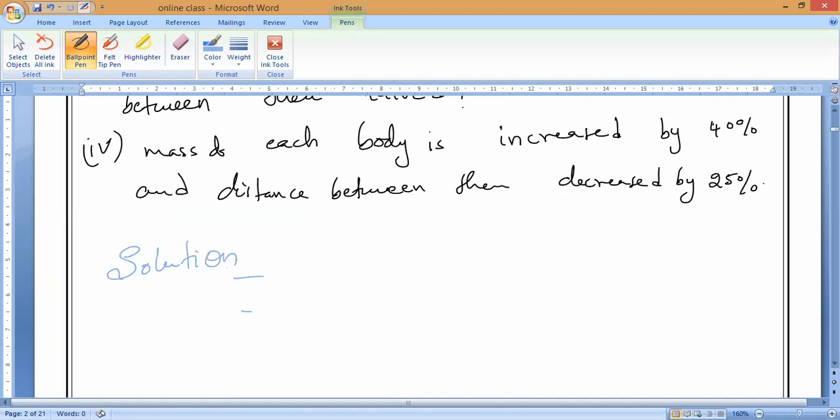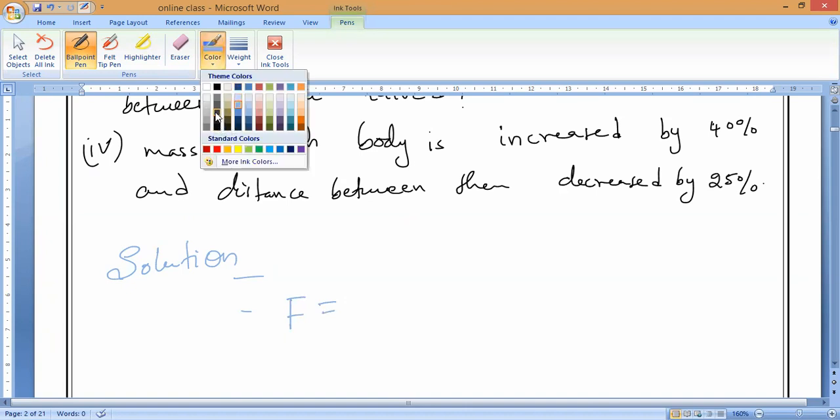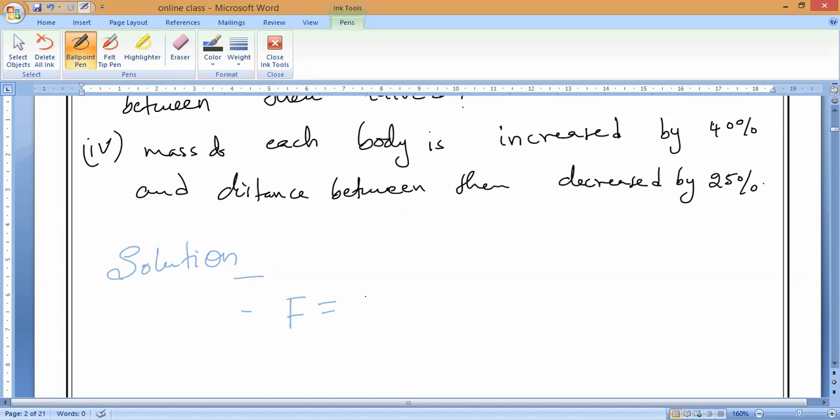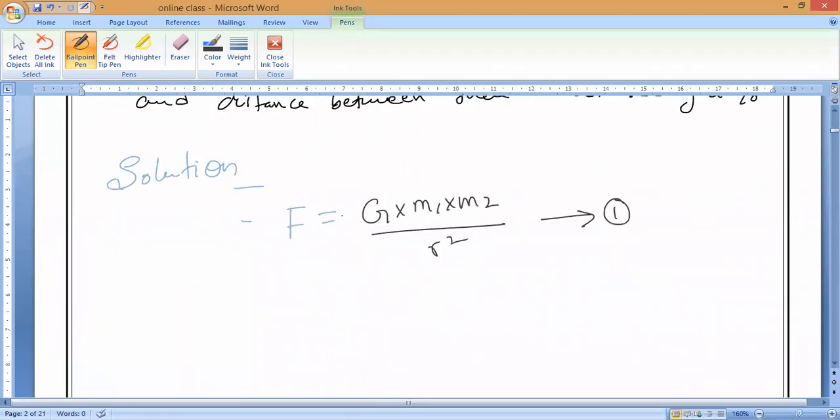So what is the first case? First, what are they saying in the question. The force acting between the two bodies M1 and M2 is G into M1 into M2 divided by R square. So this is what we know. Let us call this equation 1. Is it clear, guys? Now what is the first condition? Please remember, all of you, what is the first condition? Read.